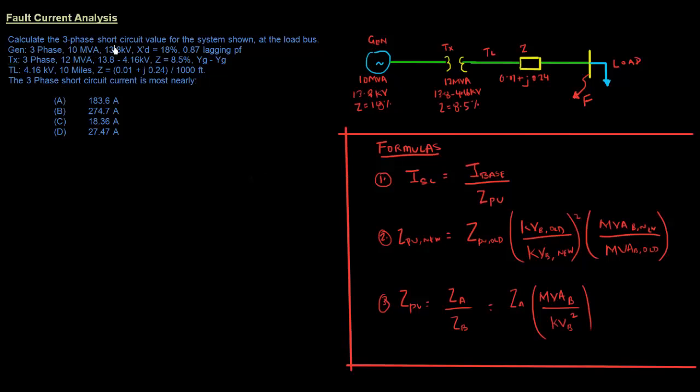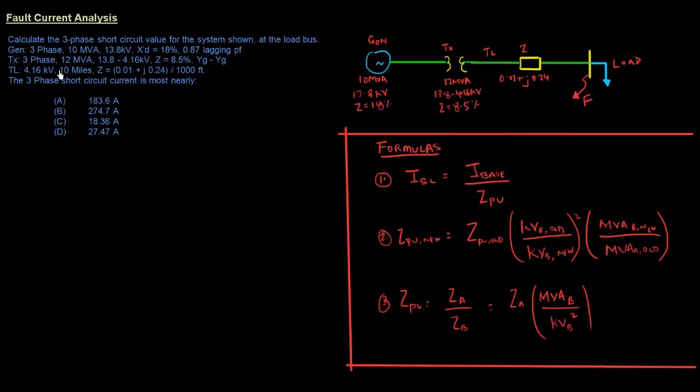Calculate the three-phase short circuit value for the system shown at the load bus. So this is our system. We have a source, which is the generator. We have a transformer and we have a transmission line. That's the load there, and we've been asked to find the fault current here at the load bus. The generator is a 10 MVA generator operating at 13.8 kV, and that's the impedance value there.